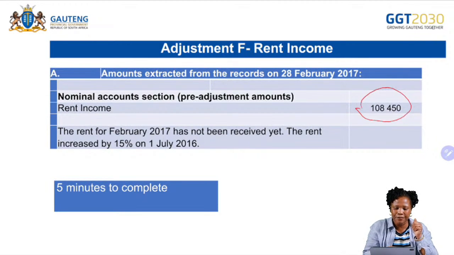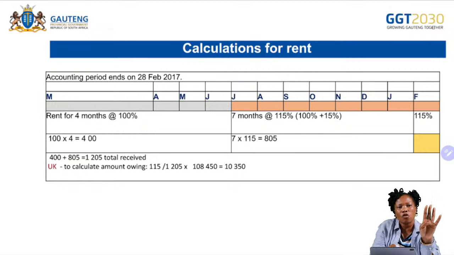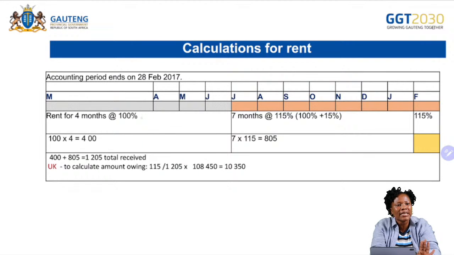It increased by 15%. Okay, here's our structure, here's our timeline. We have written all the amounts. It's the months 1, 2, 3, 4, 5, 6, 7, 8, 9, 10, 11, 12. For the first 4 months, you are receiving rent at 100%. That is why we said 1, 2, 3, 4 months times 100, because rent is received before the increment of 15%. Therefore, you get your 400.